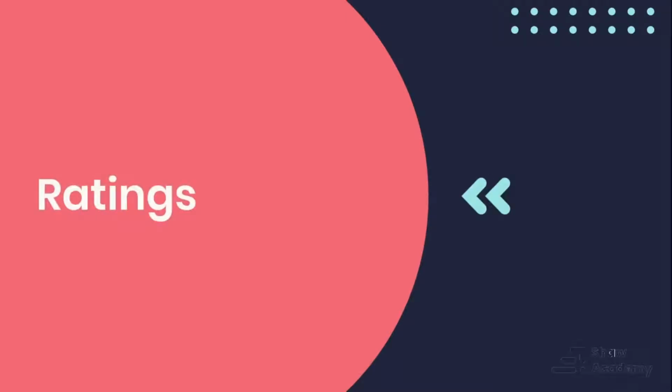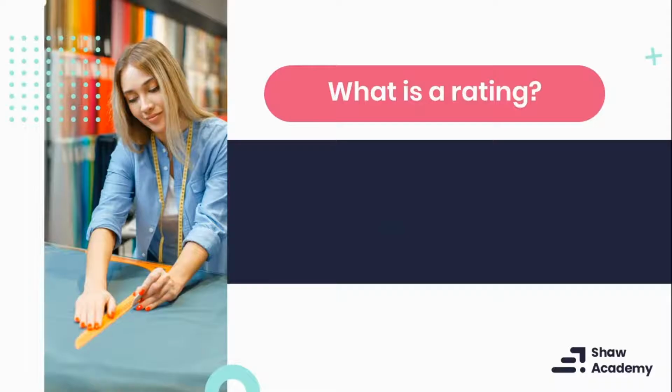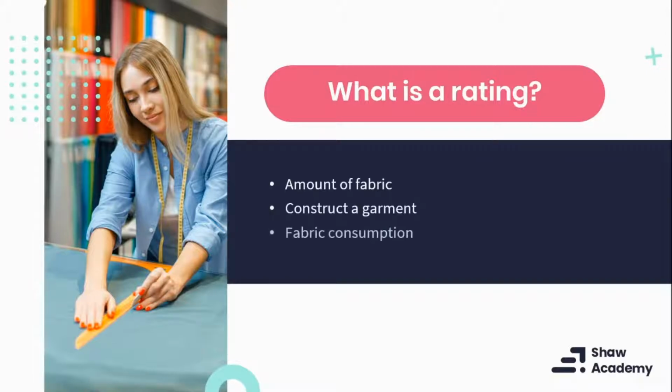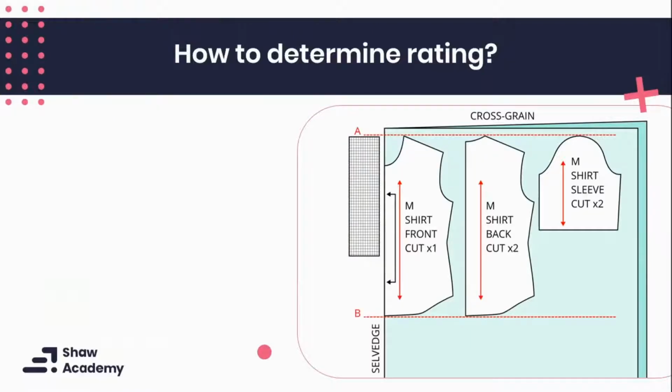Guys, fabric rating is so important, especially if you want to sell your garments. Do you remember what the definition for this term rating is? The term fabric rating refers to the amount of fabric needed to construct one garment, so the fabric consumption for that garment. To work out the consumption of the fabric used for a garment, you need to measure the layout from point A to point B.